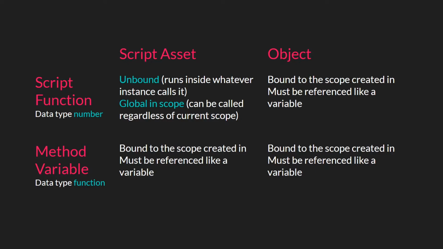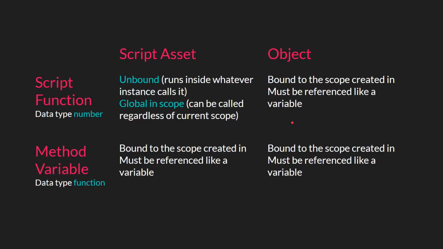Personally, I think this has limited use. You can achieve the exact same result with a script asset that just references the variables with global dot, and I think this is more clear if you're reading the code. But in many ways, this is a case of personal preference. So that leaves us with what happens if you declare a script function inside of an object.